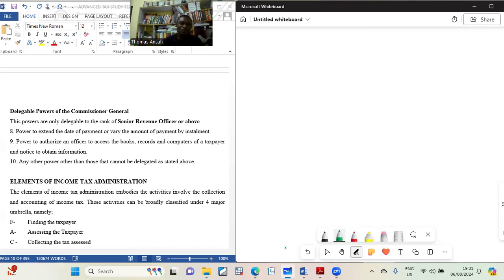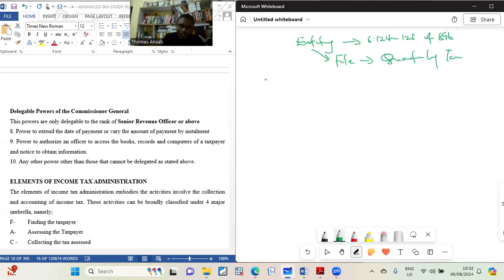Now, what these people can do, the delegatable powers to them, is number one, the power to extend the date of payment or vary an amount payable by installment. What do we mean by that? Now, if you are working for a company, you should understand that the law says that all entities given in section 124, 125 of Act 896 are supposed to file what we call quarterly tax.